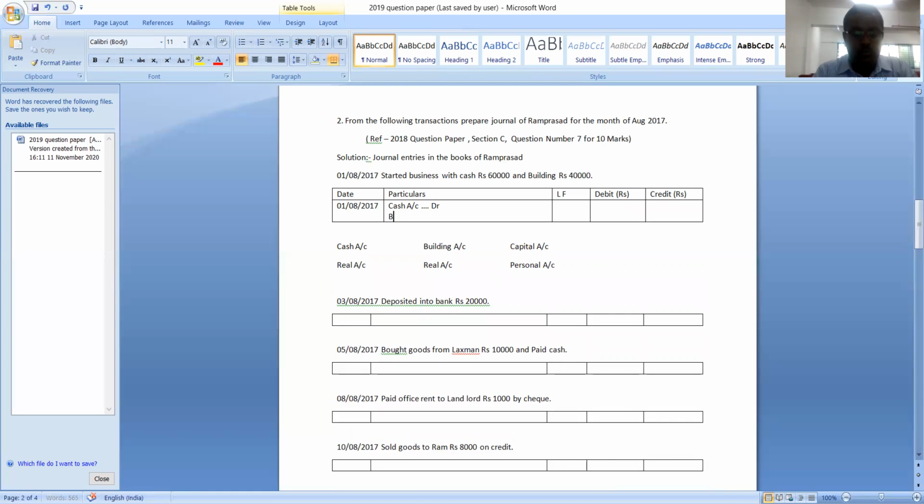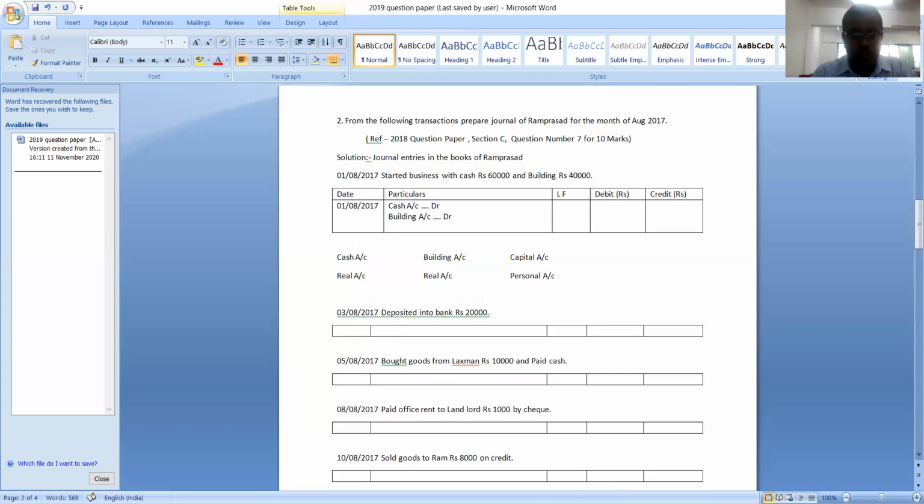Here two accounts are debited, so in the next line we should write the other account that is debited. Which account? Building account debit. So cash account debit, building account debit. In the next line we should write the name of the account that is credited, but before writing we should leave one or two letters of space, and write "To", and then the name of the account that is credited. Which account is credited?